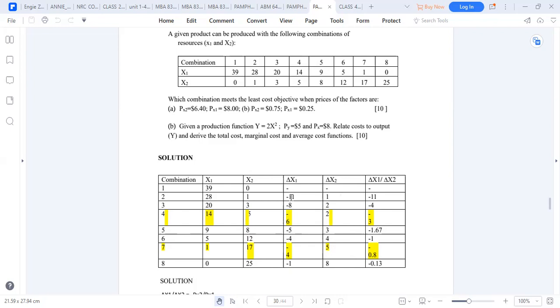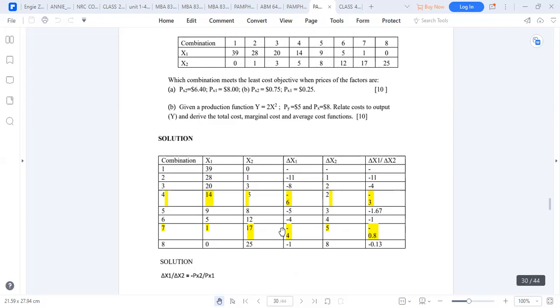X1 divided by change in input of X2. So 11 over 1 is negative 11. 8 over 2 is negative 4. Negative 6 over 2 is negative 3. Negative 5 over 3 is negative 1.6. Negative 4 over 4 is negative 1. Negative 4 over 5 is negative 0.8. And negative 1 over 8 is negative 0.13.